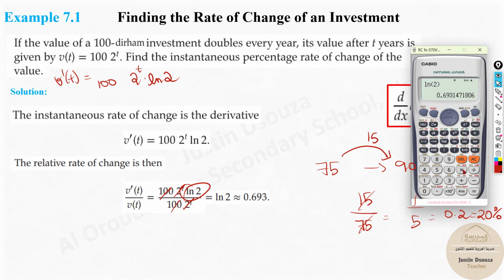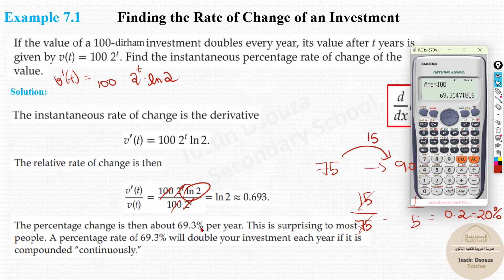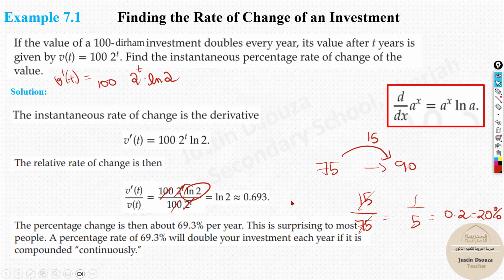That means you need percentage multiplied by 100, you're going to get the percent 69.3%. This is the thing. The percentage rate of change then is 69.3 per year, provided it's compounded continuously. So that's the answer to this particular question. Derivation is very important. Here you're using the constant, okay, exponential derivatives.